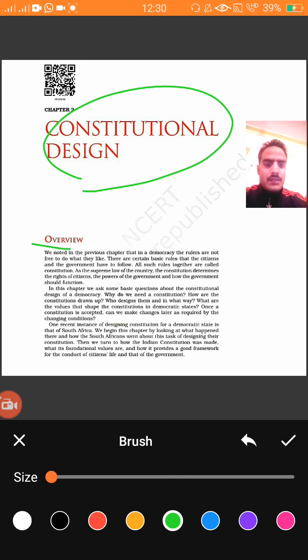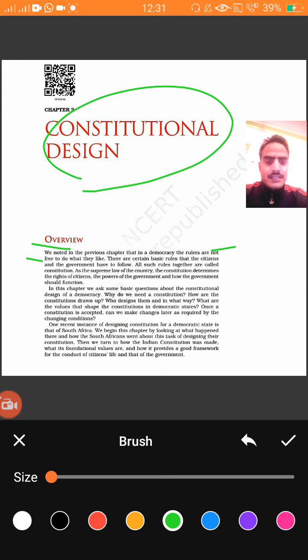We noted in the previous chapter that in a democracy the rulers are not free to do what they like. In a democracy, the leaders, those who are representatives of us, like prime minister, MP, MLA, are not supposed to do whatever they want. They will do only with the choice of the people, because people elected them as representatives.